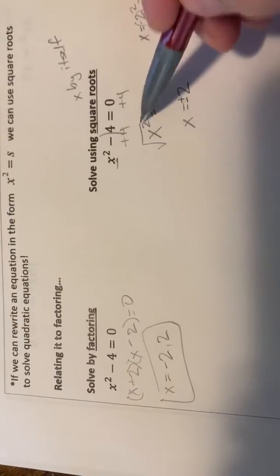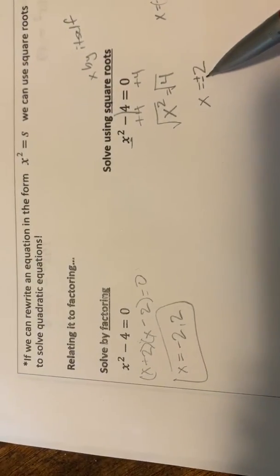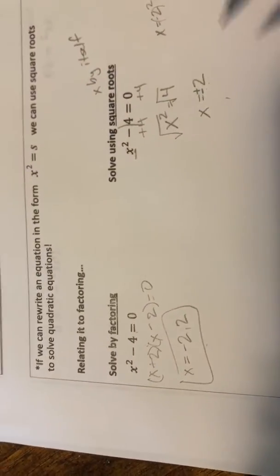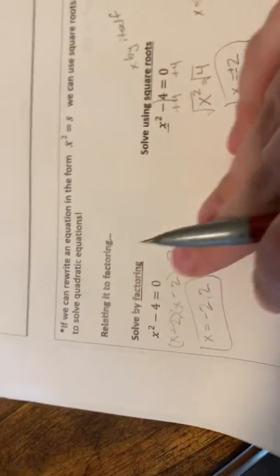So when you square root, okay, you should have plus or minus 2, which makes sense because this is the same problem, so we should get the same answers. So it's really, really important that you have the plus or minus. That's pretty much what I'm trying to get at. All right, let's do some problems.